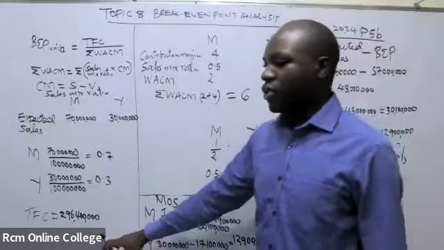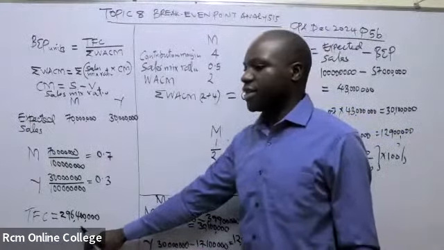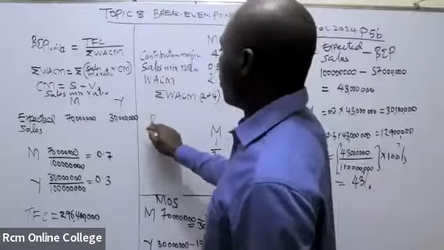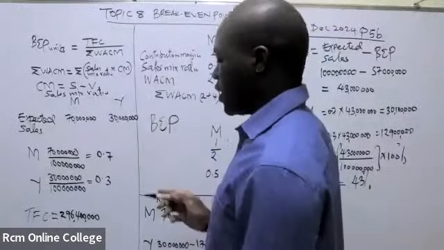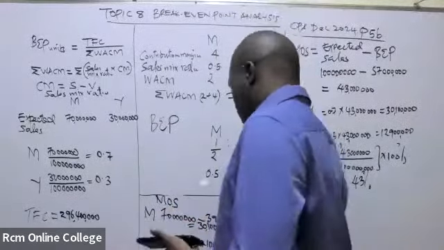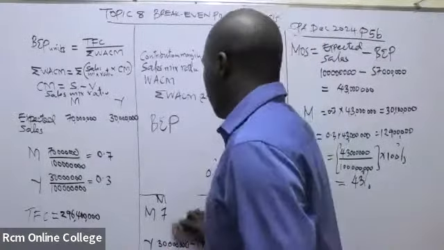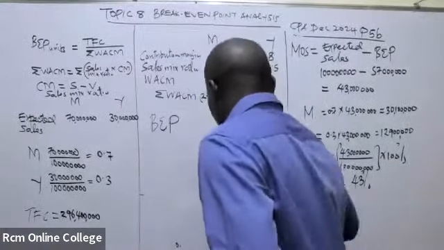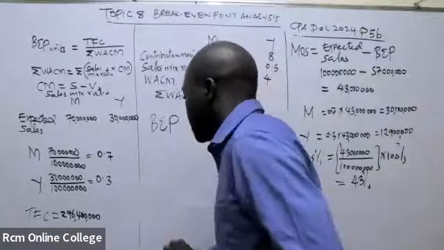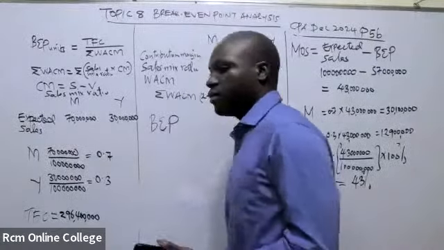Our total fixed cost is not changed, it is still constant. So can we now get the break-even point when we change the sales mix ratio? Can you get the new break-even point when we decide to change the sales mix ratio?